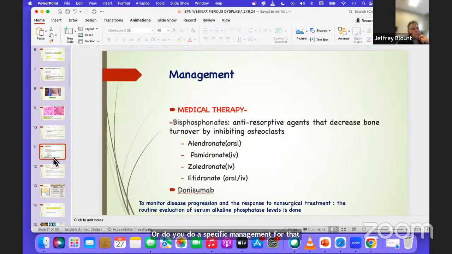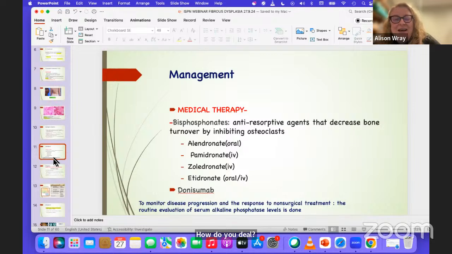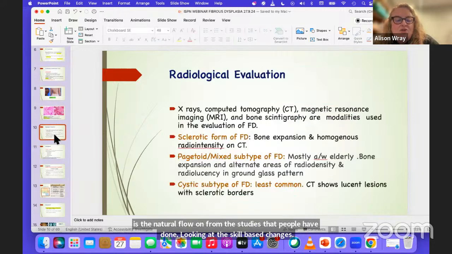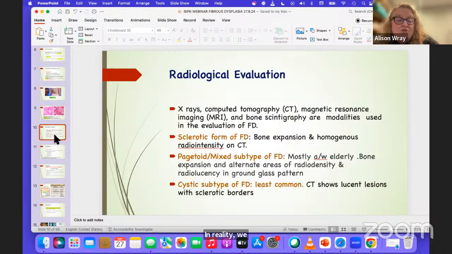I wish I had a specific management. I think the distraction probably does help, but I don't have enough, apart from a couple of anecdotes, to prove that. It's certainly something that I think is the natural flow on from the studies that people have done looking at the skull-based changes. In reality, we often watch and wait and they develop helpful collaterals, and then it's about making sure that we don't interrupt those collaterals.